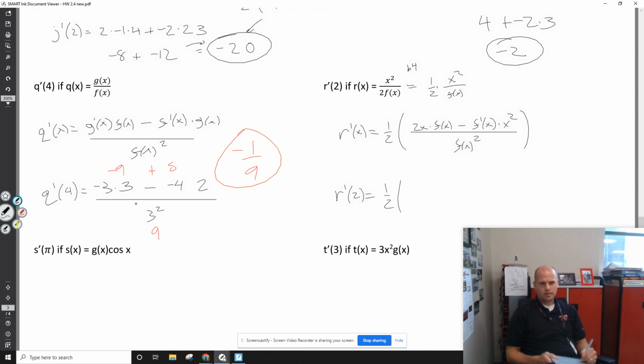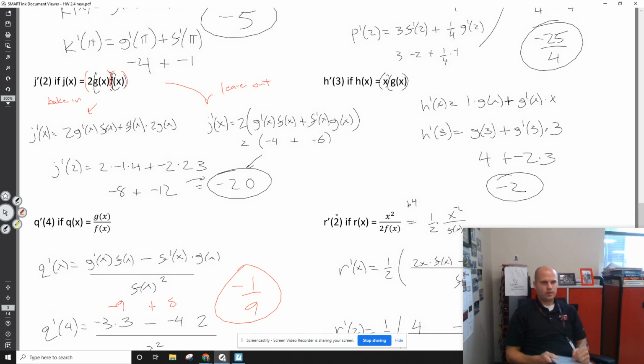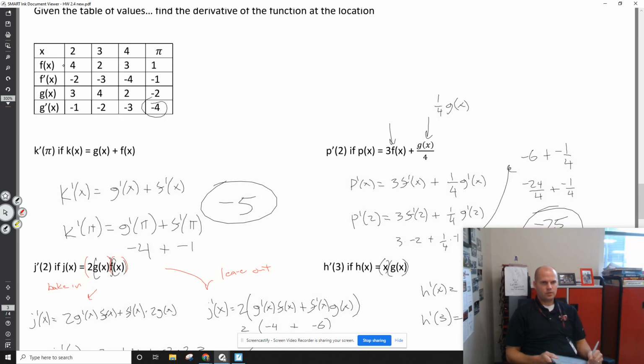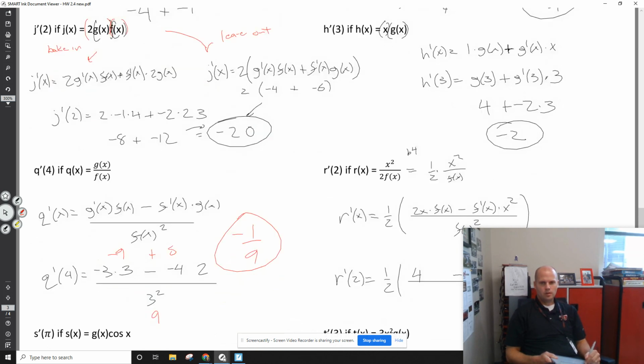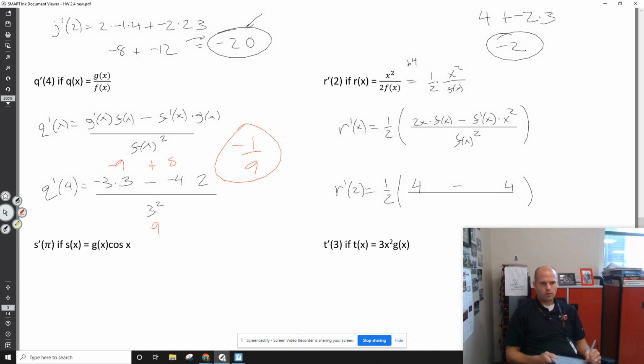Plugging in 2, I get a 4 here, because I'm plugging in 2 for x. F of 2 and f prime of 2 is what I need. F of 2 is 4. F prime of 2 is negative 2.